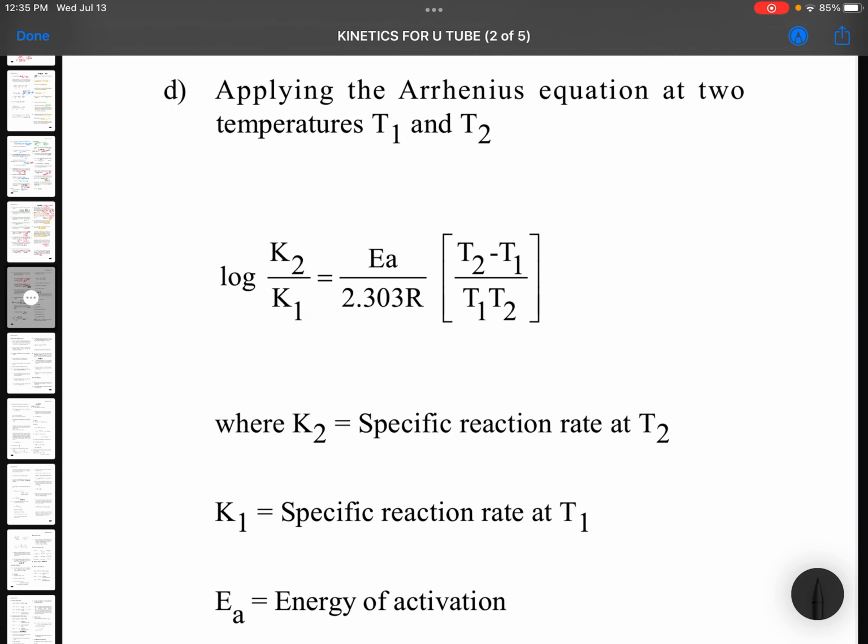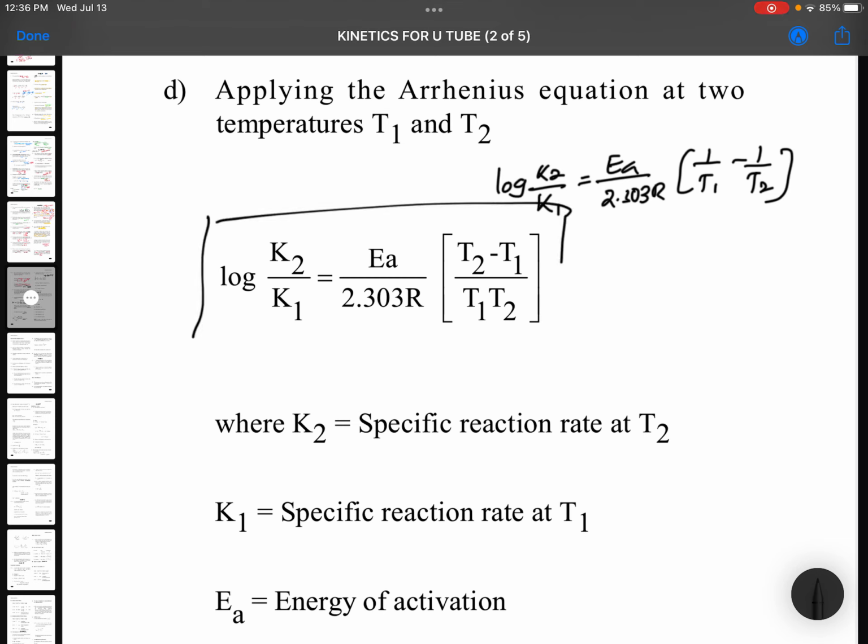For the Arrhenius equation, when you are taking two different temperatures, you will get this expression: log(K2/K1) = Ea/(2.303 R) times (T2 - T1)/(T1 T2). Or you can say like this, log(K2/K1) = Ea/(2.303 R) times (1/T1 - 1/T2), or simply (T2 - T1)/(T1 T2). Okay, this is the most important equation in this lesson that you are going to use for all your numericals.